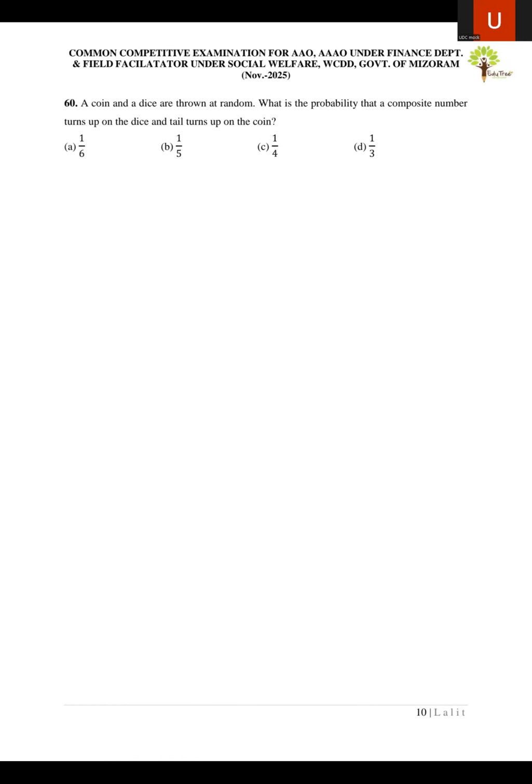Let us see the next one in this. So the question is, a coin and a dice are thrown at random. What is the probability that a composite number turns up on the dice and tail turns up on the coin?